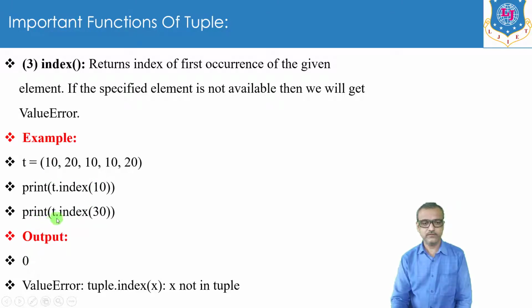Now print of T dot index of 30. Now we can see that element 30 is not present in tuple T. So what will be the output of this print statement? That is value error, tuple dot index of x, x not in tuple.